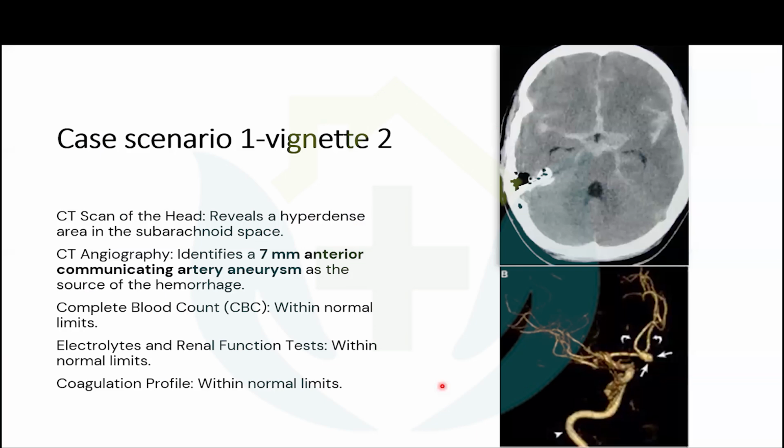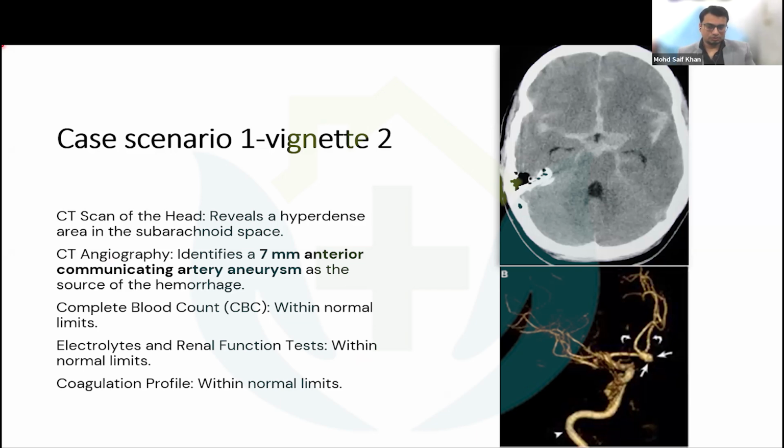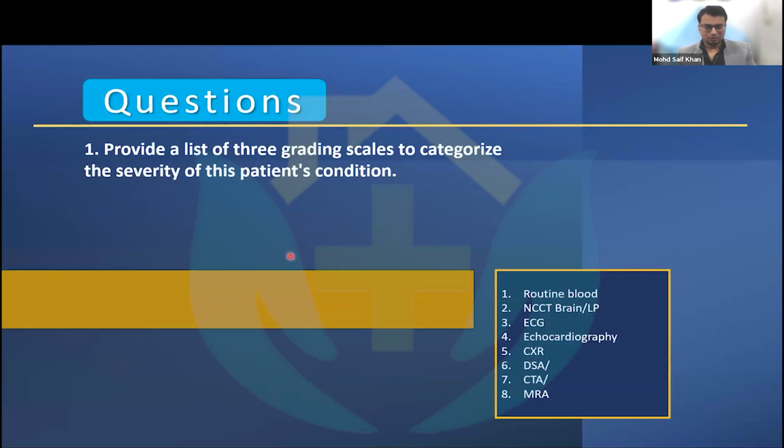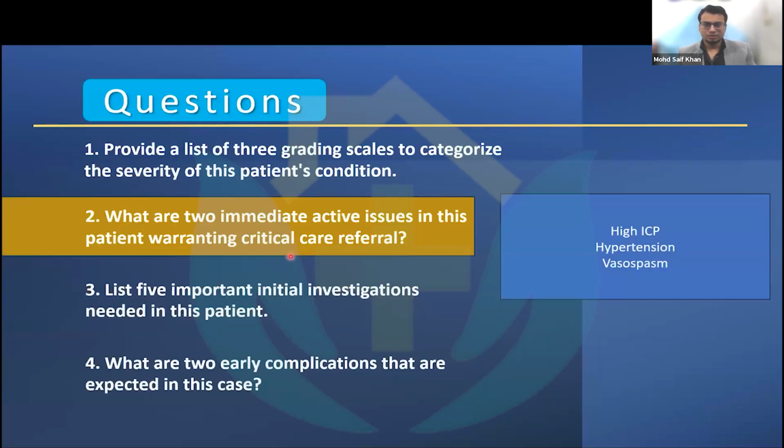Sir, but we have discussed vasospasm as an immediate complication, sir. No, it is usually late. Three slides back, sir, we discussed immediate complication, vasospasm. Yes, sir, three slides back we mentioned it. All right, okay, sorry. Here, usually it is a late complication. Where have we mentioned it here, as an active immediate issue? Yes, sir. Active issues could possibly be.